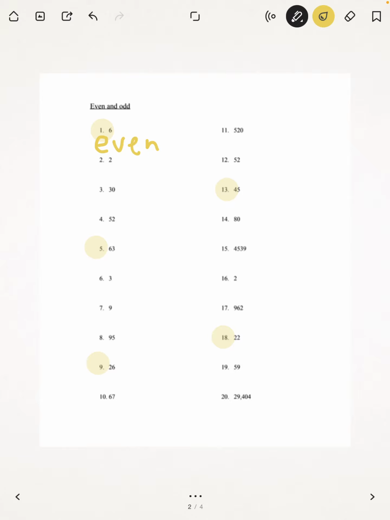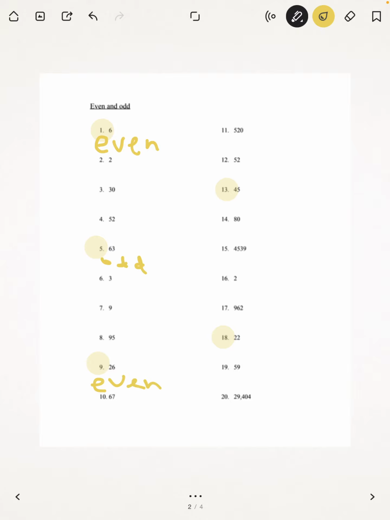Okay, 63. 63 cannot be divisible by 2. The closest one is probably 62, which is 31 times 2. So this one would be odd, because it can't be divisible by 2. 26. 26 is an even number because it's divisible by 2, which is 13 times 2. So this one would be even.